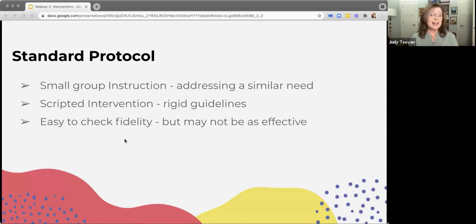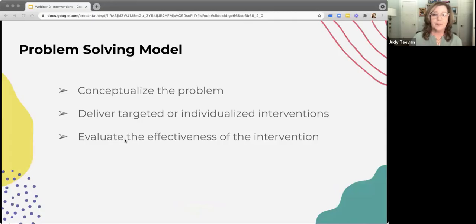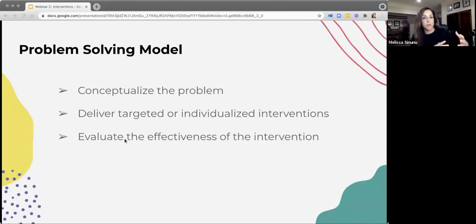Now, while it's easy to track fidelity, the other side of the coin is that it is often difficult to implement effectively unless you know that every student in Tier 2 has a similar deficit and will benefit from that same scripted small group lesson. That's right. And then the problem-solving model takes an entirely different approach.